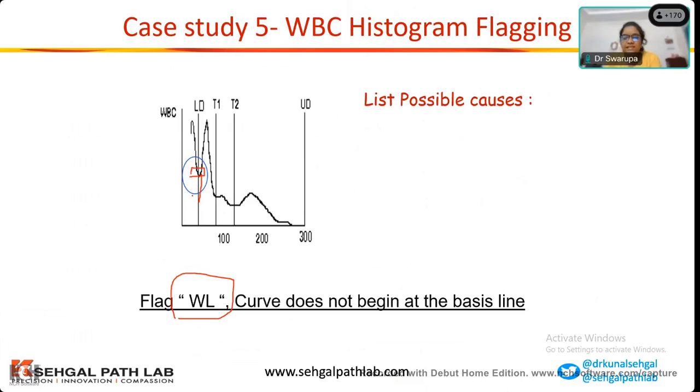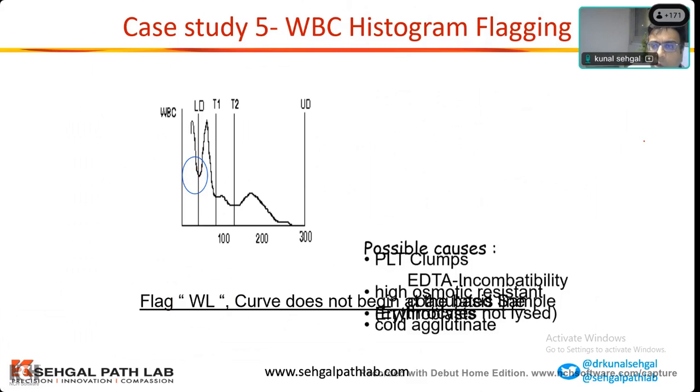Any lyse-resistant RBCs, sir, which are seen in newborns or in severe liver dysfunctions, or any cold agglutinins, any platelet clumps, and any NRBCs, nucleated RBCs. Excellent. So anything which is the size of a lymphocyte is mixing with the small lymphocytes over here. This could be platelet clumps, it could be NRBCs. And if RBCs don't lyse or form clumps and do not lyse, they could interfere with lymphocytes. So all the causes you listed were correct.